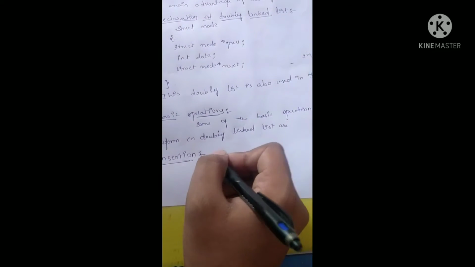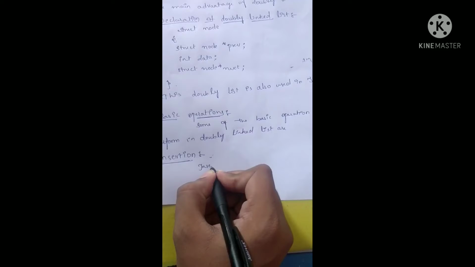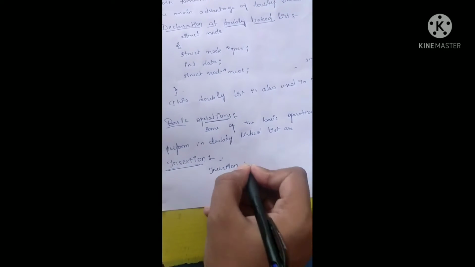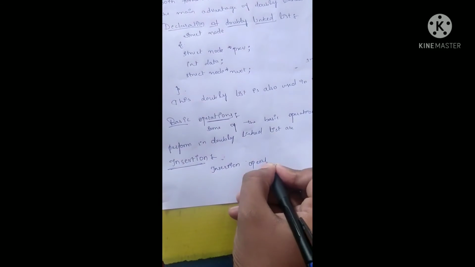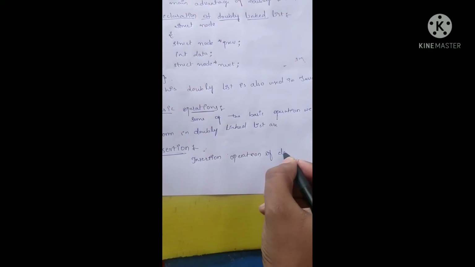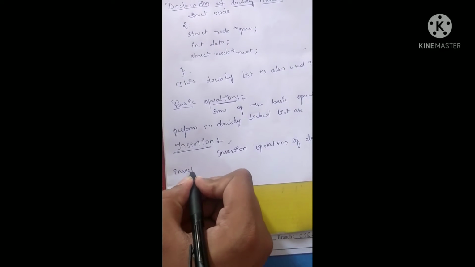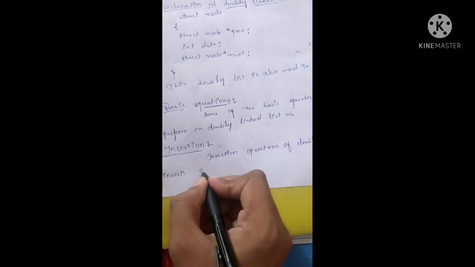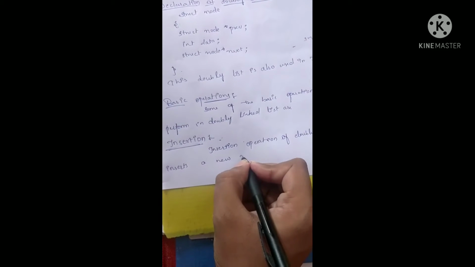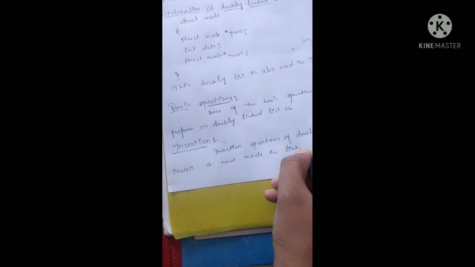First is insertion. The insertion operation is performed in a doubly linked list. The insertion operation of a doubly linked list inserts a new node in the linked list. Why am I writing this theory part?